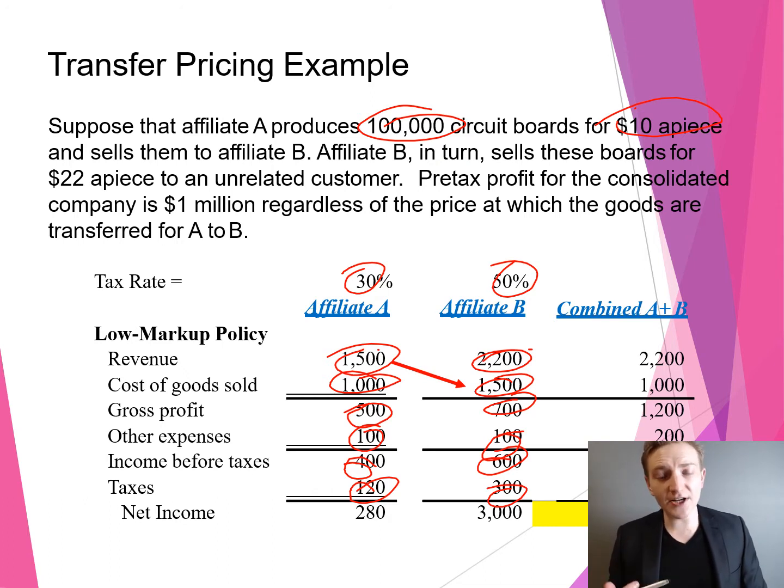So therefore, our after-tax profit for A is going to be $280, and the after-tax profit for B is going to be $300. What we can then see is we're going to get combined accounts. But what we're more interested in, rather than the combined accounts per se, is what happens when you start playing with the costs of goods sold here, and in particular the price of the underlying circuit boards that are being transferred between the two entities. Would it be better to have a higher price or a lower price? And you can see what might be the case.